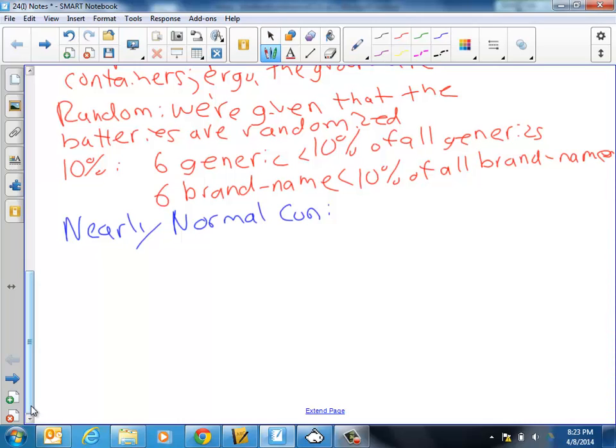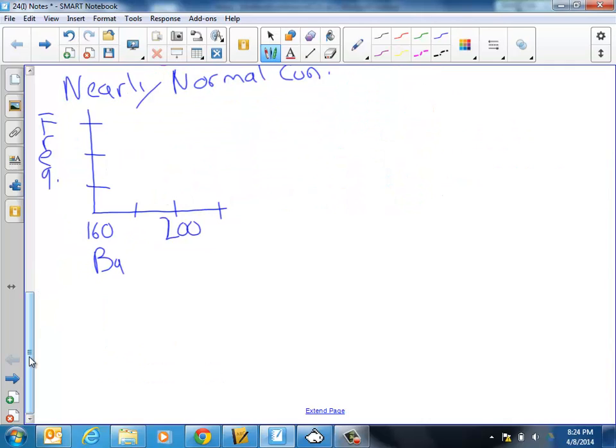My histogram showing the distribution of brand name battery life looks as follows. You've got counts of 1, 2, 3. So you've got your frequency, or counts, on the vertical axis. You've got your battery life at 160 minutes, and then 180, 200, 220. This is 200. Battery life for brand name.